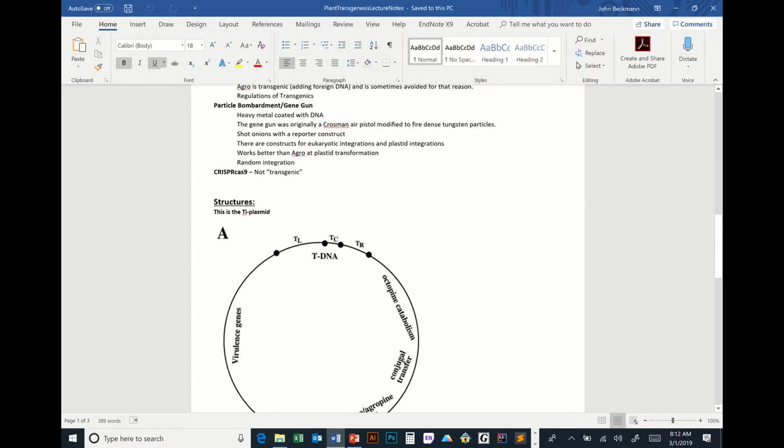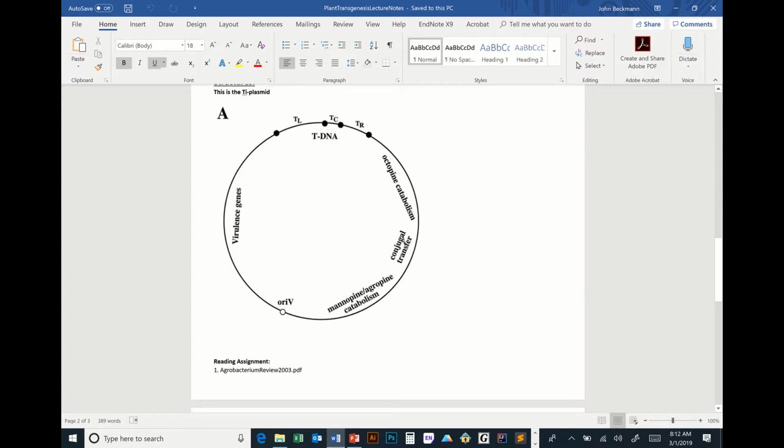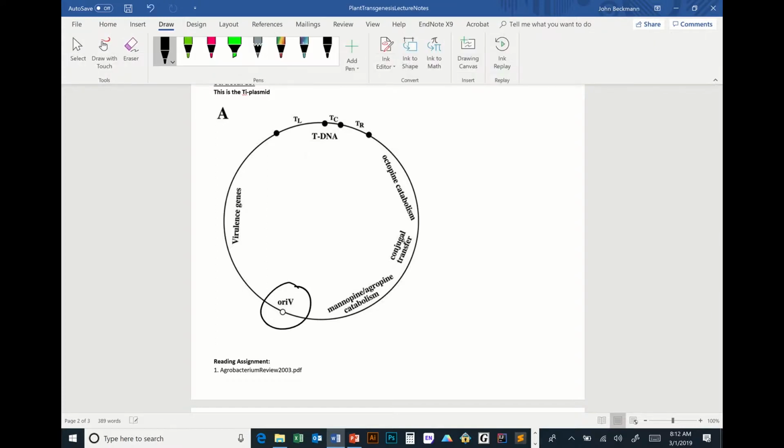I have a picture of it right here. So here's a diagram of the Ti-plasmid. And what are some, like, what's this? This is the origin. And this origin is specific for Agro. Okay? It's got virulence genes. So on this section, you would see a bunch of these genes, virulence genes. And the virulence genes are abbreviated VIR.